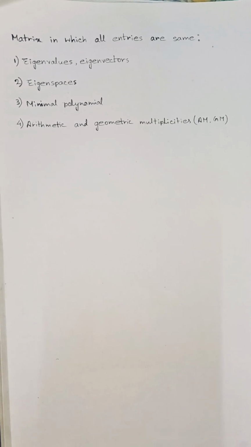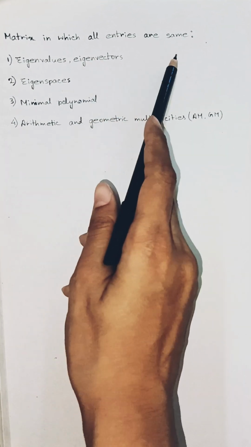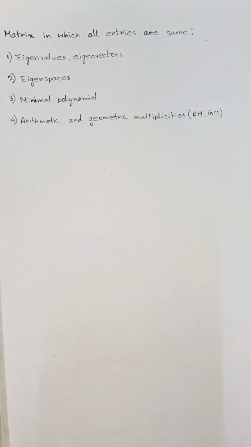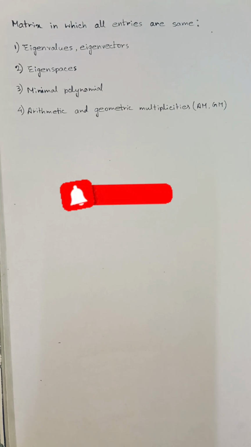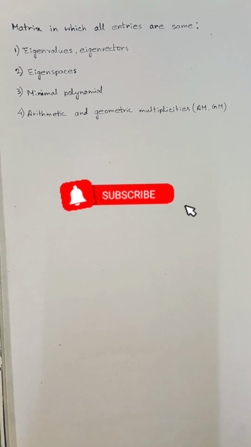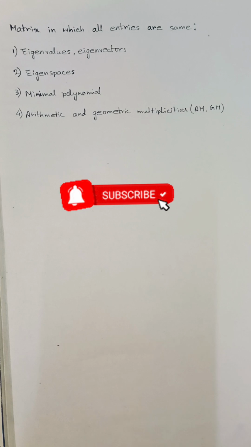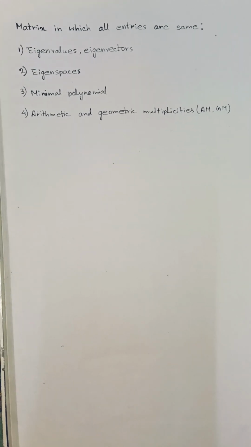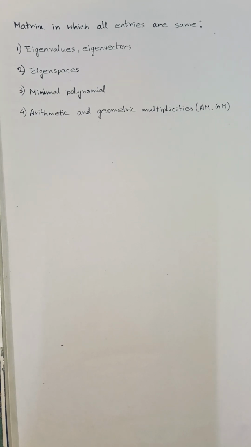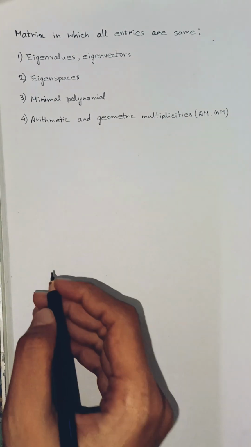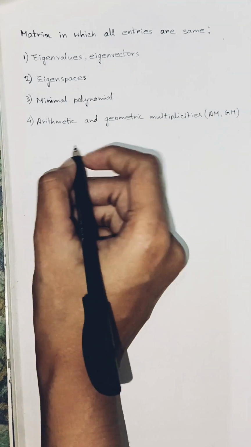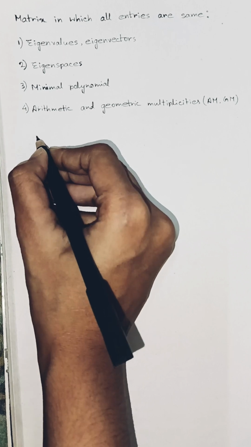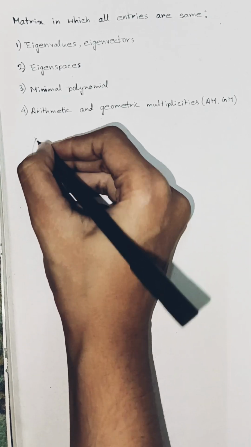In this video, we will learn about a special type of matrix in which all entries are same, and we will find all these written here for that matrix. And if you are aspiring for CSIR NET, then you have to analyze how to think when such a problem appears in your exam, so that it takes at most 1 minute in the exam hall. So let us first consider a matrix of size 3 of such type, and then we will generalize it for matrix of size n.